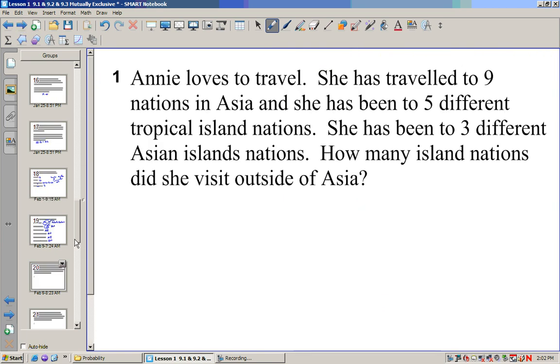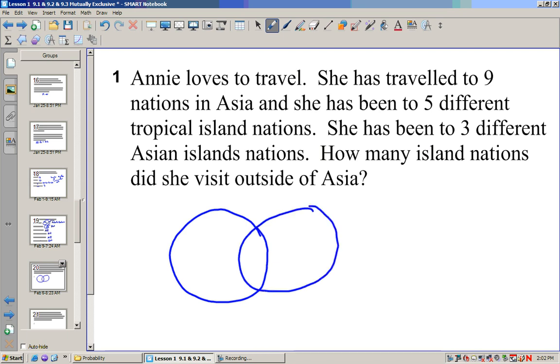Annie loves to travel. She traveled to 9 different island nations in Asia and has been to 5 different tropical island nations. She has been to 3 different Asian island nations. How many island nations did she visit outside of Asia? Now these types of questions are easily answered with a Venn diagram. Now, some people can just look at them and see the answers, and these are going to get more complicated, so I just want to show you how the Venn diagram helps with these problems.